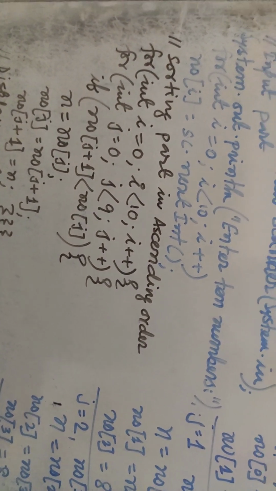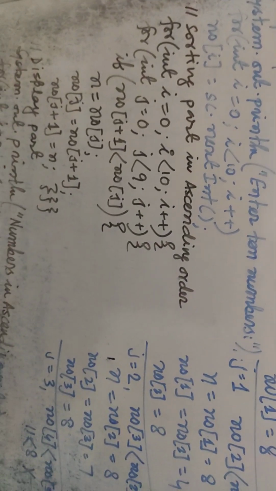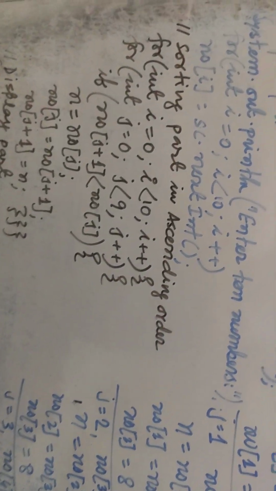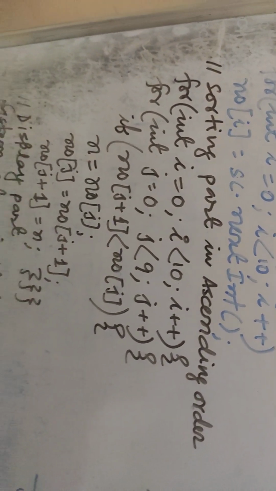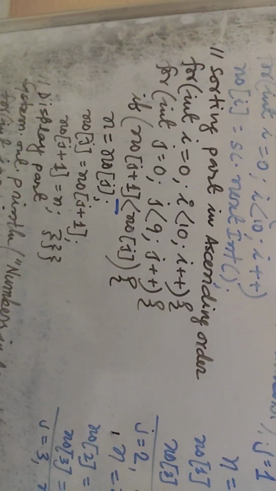bubble sort method. Okay, bubble sort you can do in ascending order. If you want to do descending order, you need not change anything in the program. Just give greater than sign here. Here we are giving the less than sign.